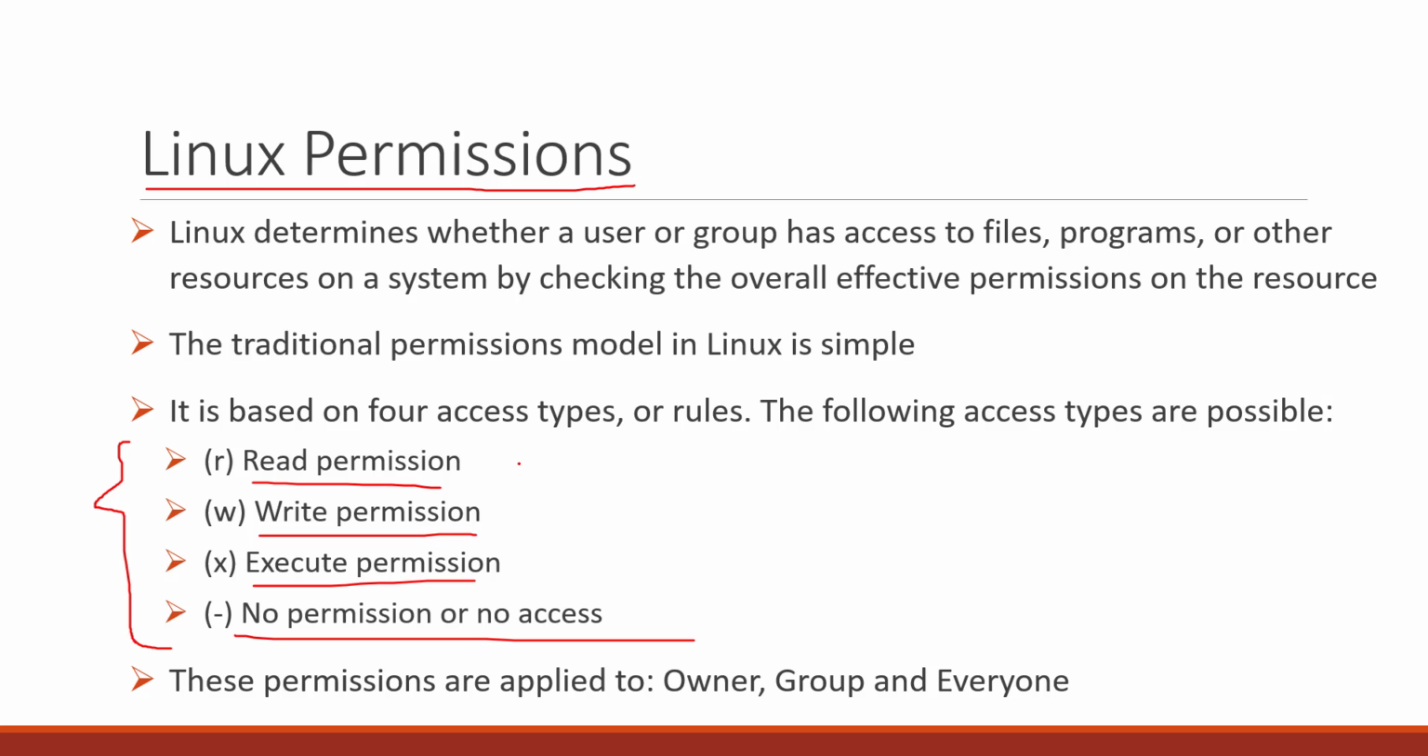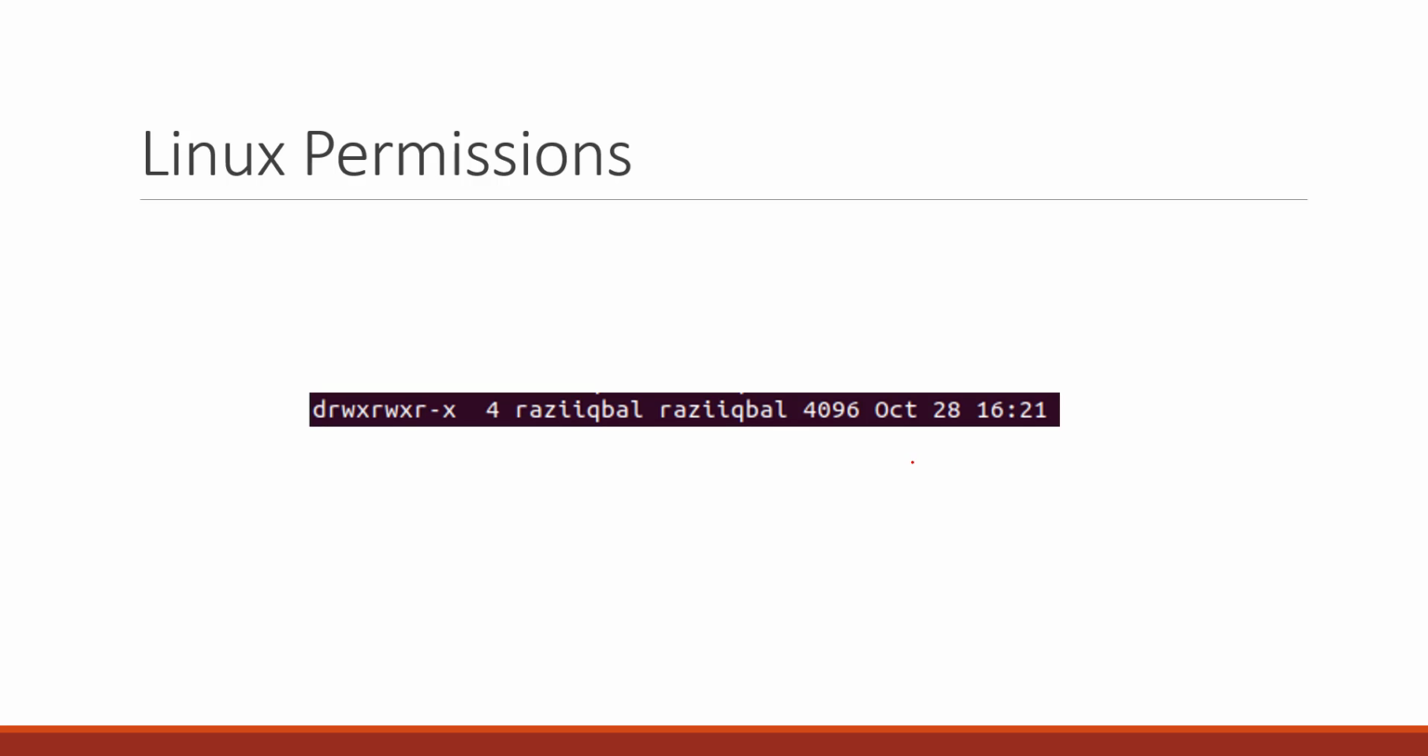So if you want to read a file, you need to have read access. If you want to write on a file, I'm just giving you an example of a file, it can be a directory, it can be anything, right? So if you want to write on a file, you need to have write access to that file. If you want to execute a file, you need to have execute permissions on that. If there is no permission, then you might not be able to do any of these things, right? So these are the 4 types of permissions. Now these permissions are applied on 3 things. Permissions are applied for owner, permissions are applied for group, and permissions are applied for everyone. I'm going to explain that to you in a while.